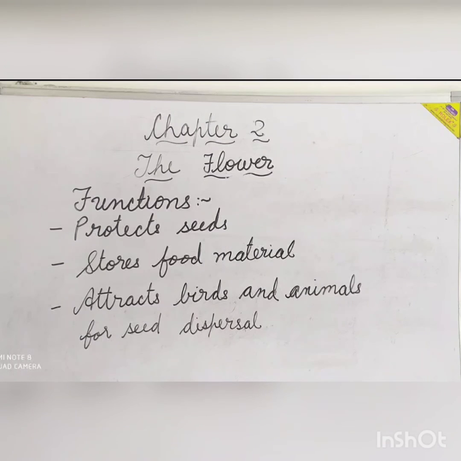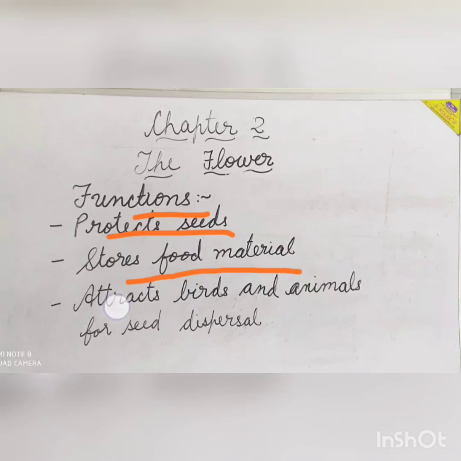Now, what are the functions of a fruit? The fruit protects the seed from the extreme environmental conditions. It also stores the food material. It attracts the birds and animals for the seed dispersal to different places far away where in suitable climatic conditions they can grow into new plants.